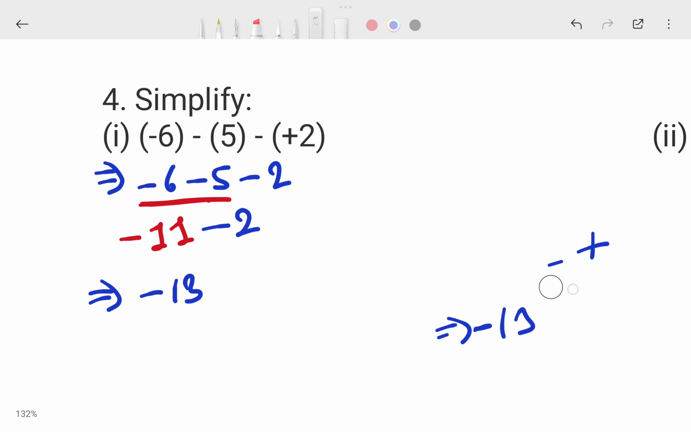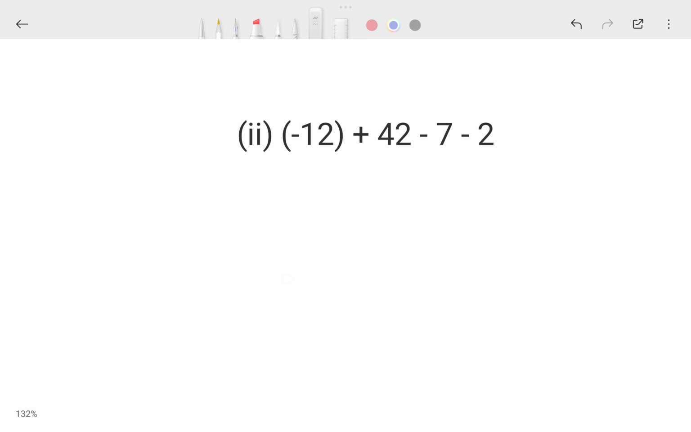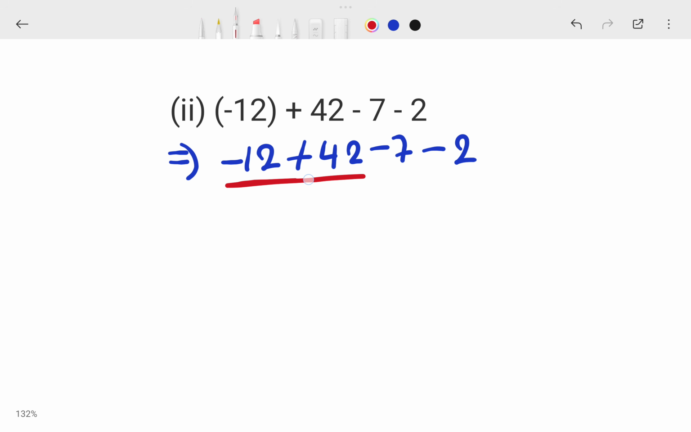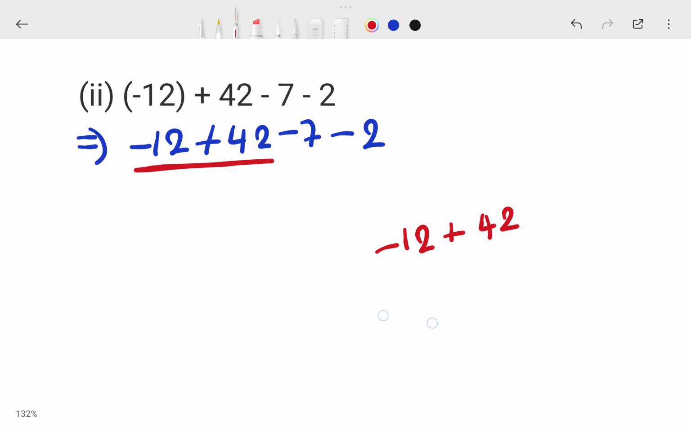Okay, right, so let's do another question. If you do this question, you will understand. Okay, so in this question, it is given minus 12, plus 42, minus 7, minus 2. Okay, let's do this question. So this question is minus 12 plus 42. So here, what is the answer? Okay, so now let's see this.